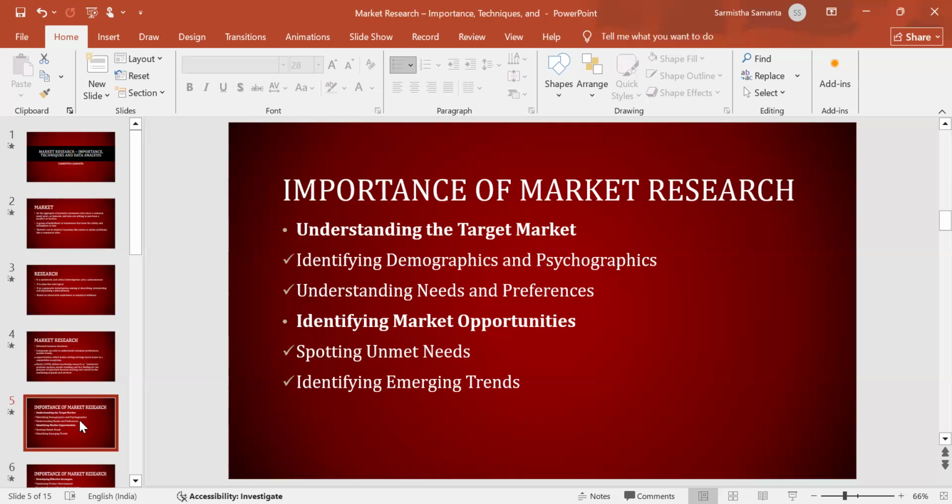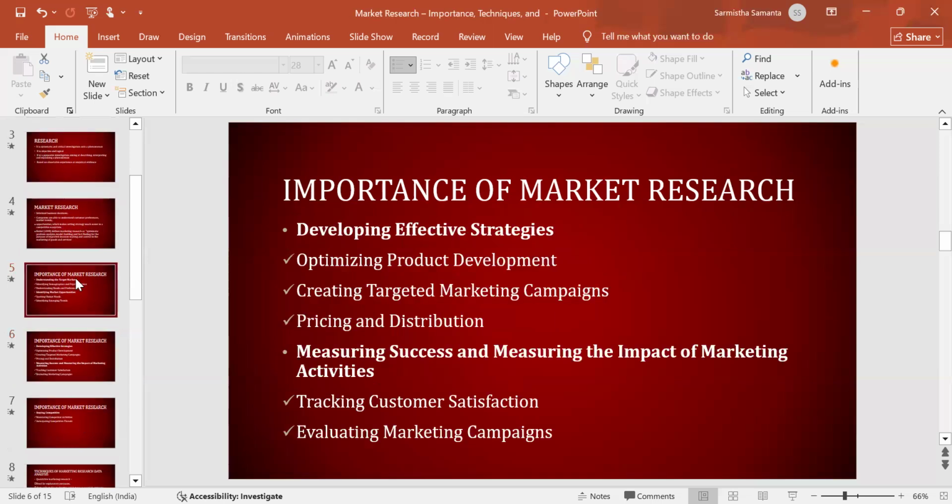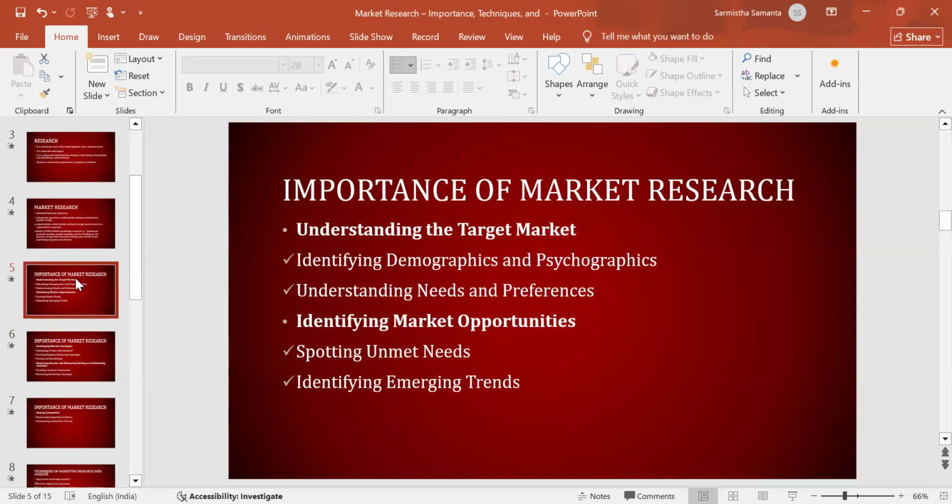Next comes identifying market opportunities, spotting unmet needs. There may be a hidden need among consumers for a particular type of goods or service which has not been answered till date by any business. So can I proceed in that segment, which has not been attended to by any competitors yet? Then identifying emerging trends: what will the changing scenario be with the changed social and economic conditions, and what new type of demand will come from the consumer side. From the business's market research point of view, that needs to be identified.